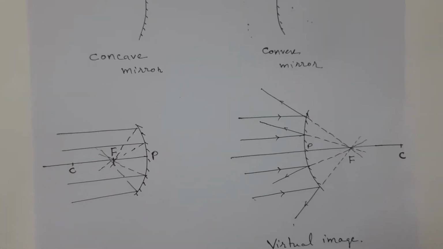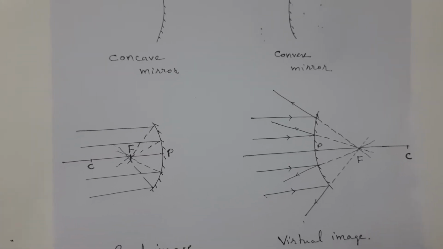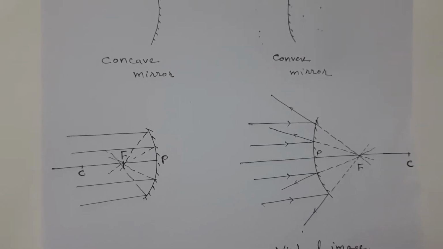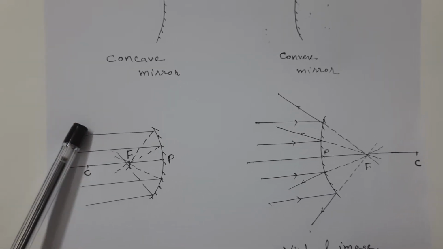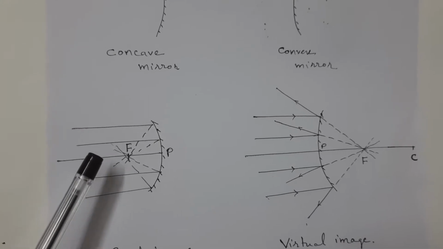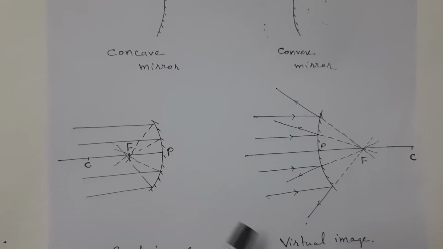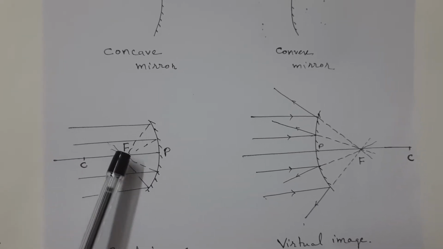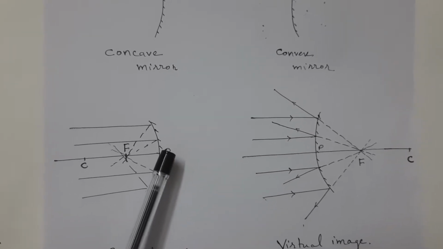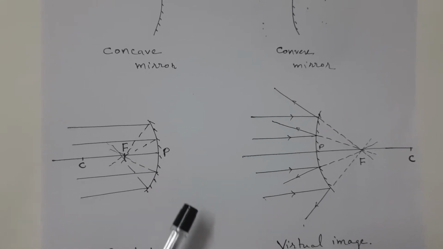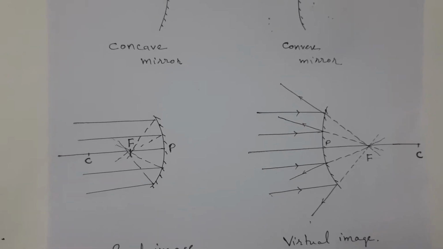Now here I have shown what happens when parallel rays of light are coming on a concave mirror and on a convex mirror. In case of concave mirror, you can see that the parallel beam of rays that are coming are converging after undergoing reflection. They converge to a point, they meet at a point. That particular point we call the principal focus. This P that is marked is known as the pole of the mirror. F is the focus, or it may be called principal focus, and C is known as the center of curvature.